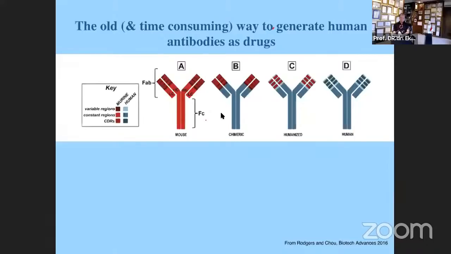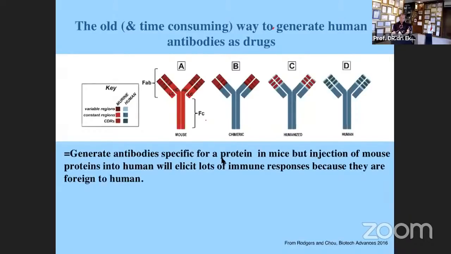But the old way is very time consuming. So over here is an antibody from mouse, labeled in red. Here is antibody from human, labeled in blue. So you can make antibody specific for protein in mice, but if you inject this antibody into human, well, humans say, oh, there's something foreign here, and that's not good. So they'll then fight the antibody. So it will then elicit a lot of side effects, and that's not good.